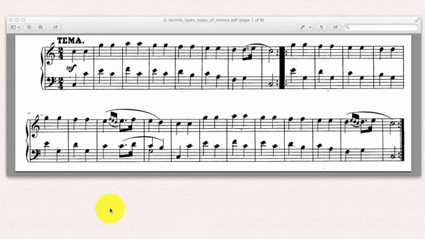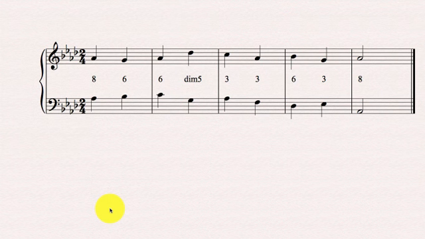So let's take a look at another example, a little simpler. This time, we're in the key of A flat major. Notice it's a little bit shorter example. There aren't any repeated notes in the upper voice. Let's take a listen to what this example sounds like.